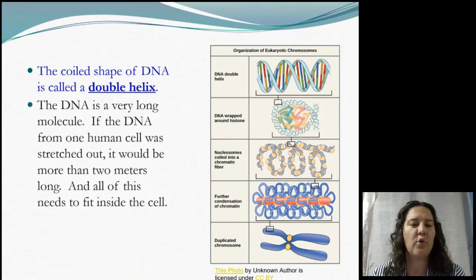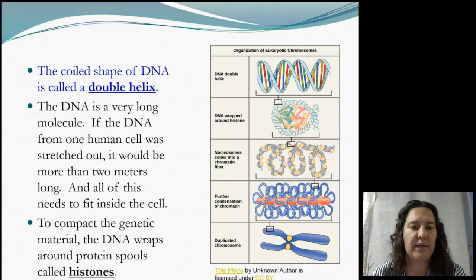So the DNA is coiled into a shape known as a double helix. This helps condense it because it's a very long molecule. And if the DNA from one human cell was stretched out, it would be more than 2 meters long. And this all needs to fit in to one cell. So the genetic material wraps itself around protein spools called histones to condense it.